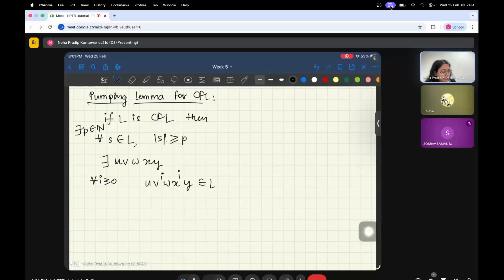So the length of vwx, their collective length, is less than or equal to p. That is one thing. And the collective length of vx is at least 1, greater than or equal to 1, non-zero.